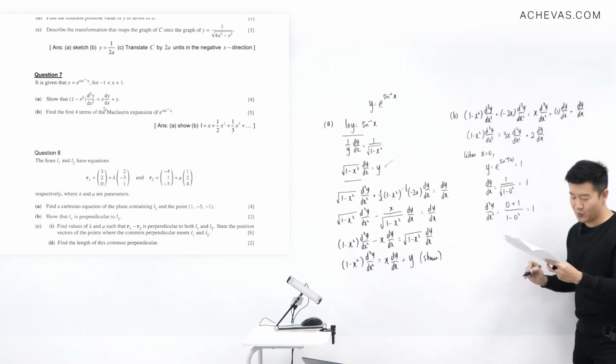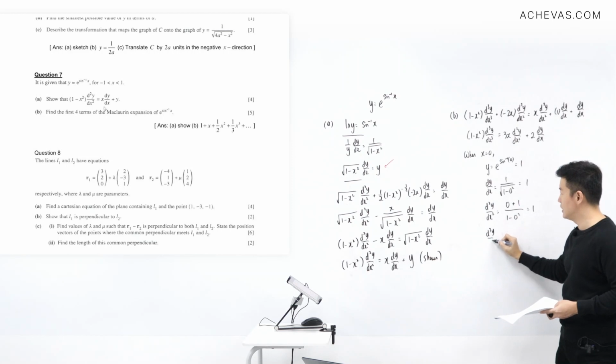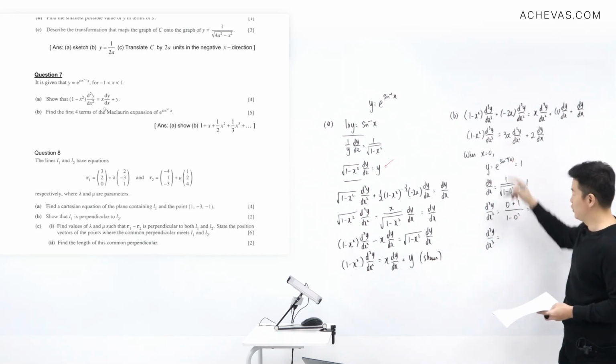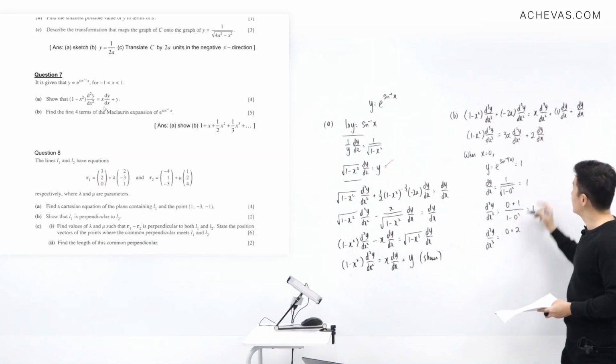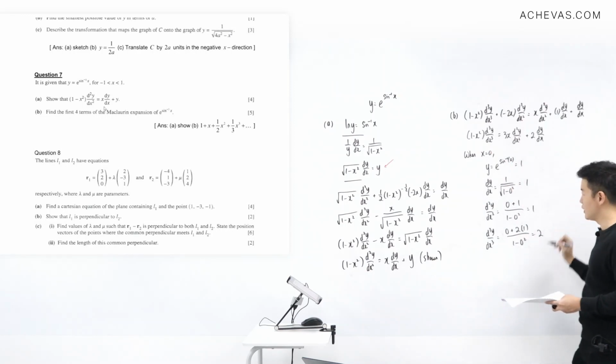This is equal to 1. Let's find the last part of the coefficient, d cubed y over dx cubed. So this is going to be equal to, again, 0, plus 2 times dy/dx, which is 1, divided by 1 minus 0 squared. So this is equal to 2.